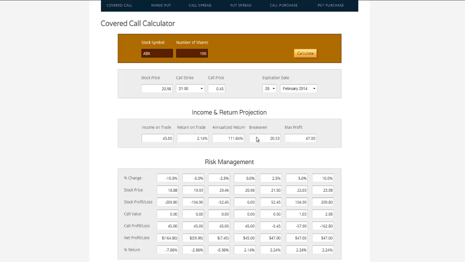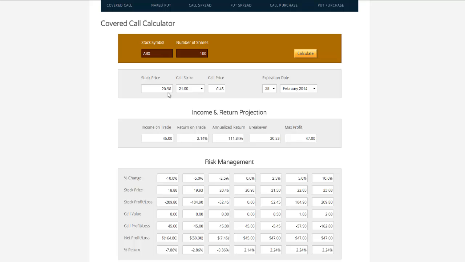The break even is nothing more than the current stock price minus the premium that you're taking in. So as long as the stock stays above 20.53, you're going to make money, which in turn is, as long as it doesn't drop more than 2%, you'll make money on this trade. And then your max profit is $47. Well, the $47 is this $45 premium plus if you made 2 more cents up to this 21.